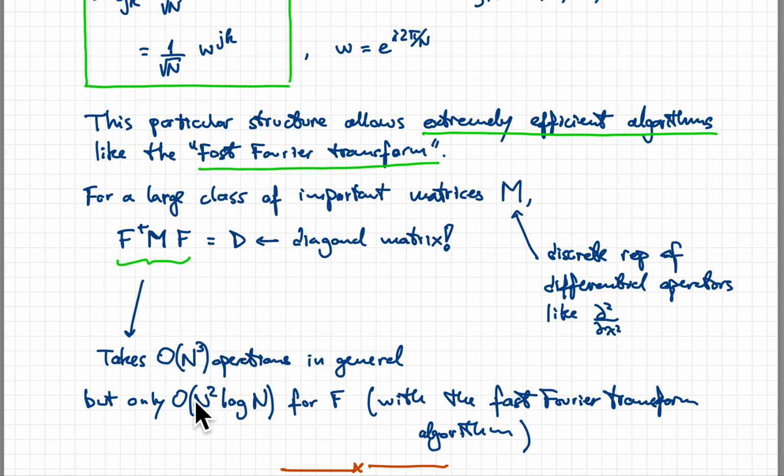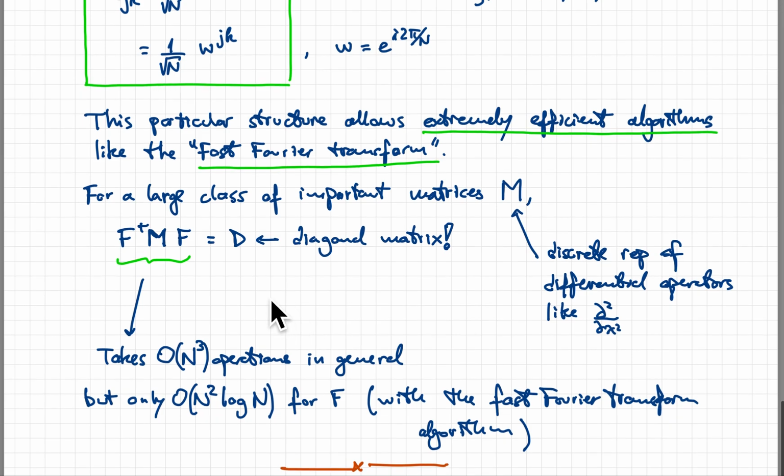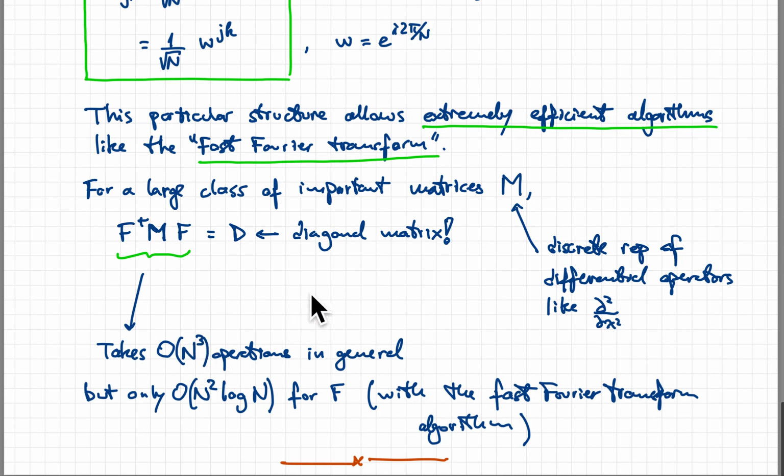But it turns out that this can be done in order n squared log n for F using the fast Fourier transform algorithm, which is actually a whole class of algorithms. It's not just one algorithm. You can see that this would make a huge difference if your matrix is very large. For example, if your matrix is of size 10 by 10, then we're talking about something of order 1,000, and here we're talking about something of order 100 times something else. And so you start to see that the difference becomes substantial.